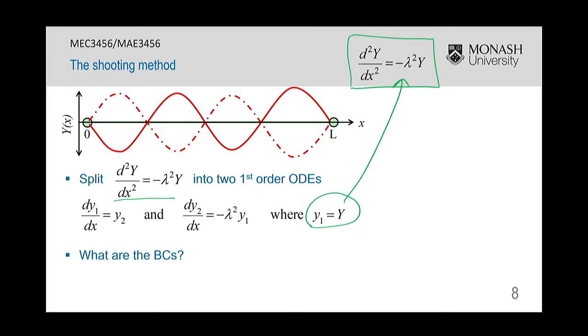So what are the boundary conditions that we know? Well, y1 of 0 is equal to 0, and y1 of L is equal to 0. We're given those conditions.